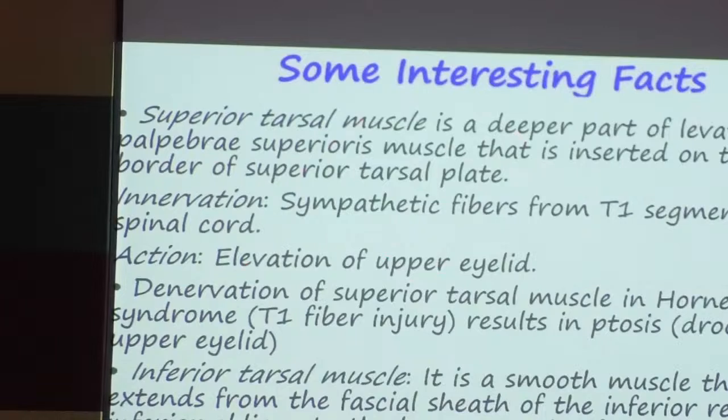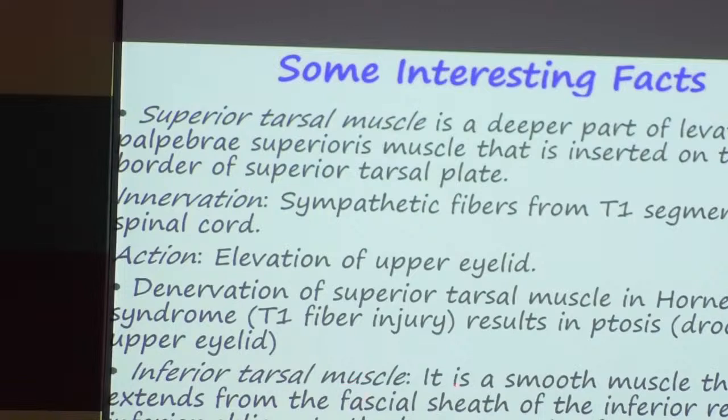Superior tarsal muscle is a deeper part of levator palpebrae superioris muscle, and that is inserted on the upper border of superior tarsal plate. Innervation: sympathetic fiber from T1 segments of spinal cord. What is the action? Elevation of the upper eyelid. Denervation of this superior tarsal muscle in Horner syndrome, that is T1 fiber injury, results in ptosis or drooping of the upper eyelid. Ptosis is drooping of upper eyelid.